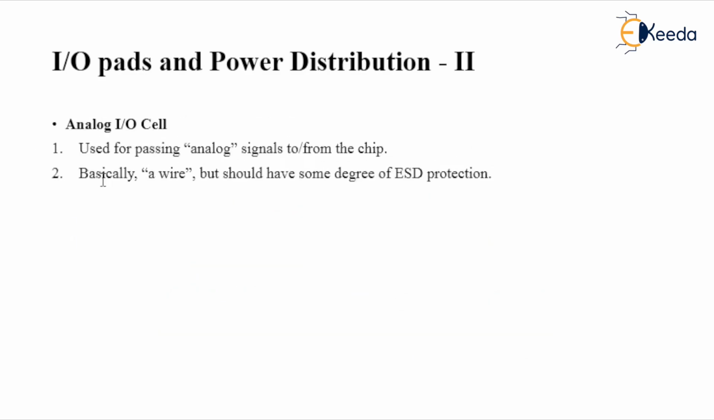And next, we are going to the analog input/output cell. This analog input/output cell is used for passing analog signals to and from the chip. It simply transmits the data, acting as an interface between input and output. Basically it is a wire, no need to worry, it is a wire or a bunch of wires like those you have seen in central processing units. It will transmit the data between input and output, but it has some degree of ESD protection. There should be ESD protection, meaning electrostatic discharge protection, for the bunch of wires or analog input/output cells.